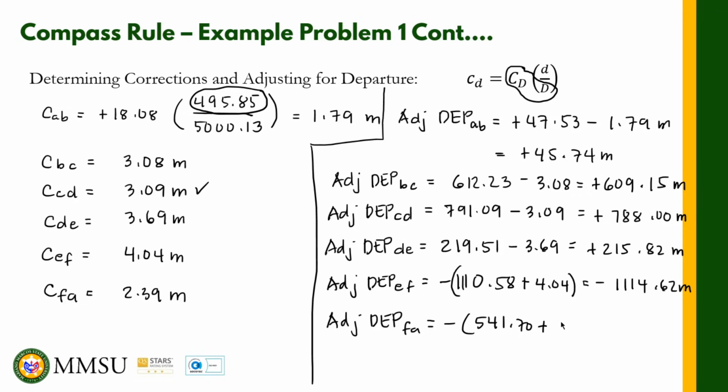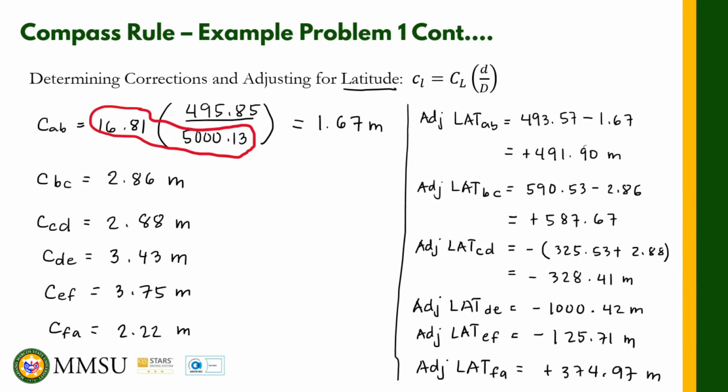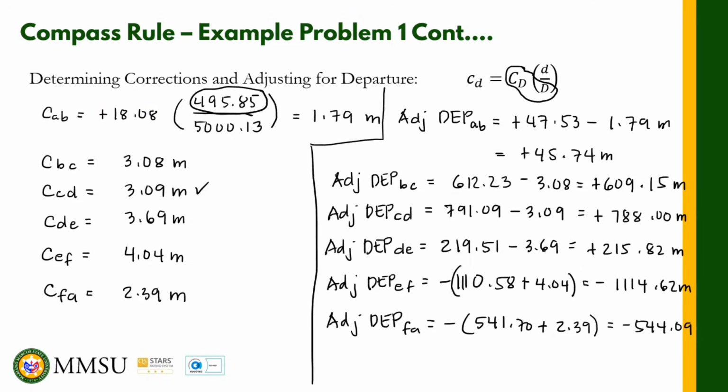I-add natin yung correction na 2.39, so ito magiging negative 544.09. Okay, and to check this one, you solve for the sum ng mga adjusted departure. The sum should be equal to 0. Okay? So yan, na-adjust na natin yung latitude, na-adjust na rin natin yung departure.